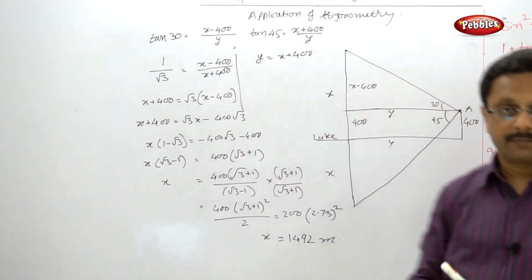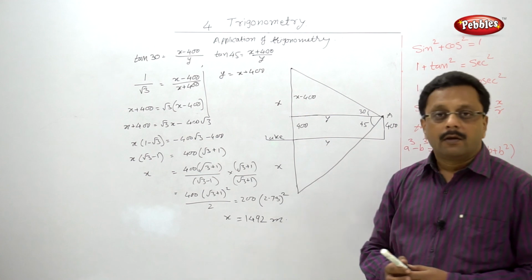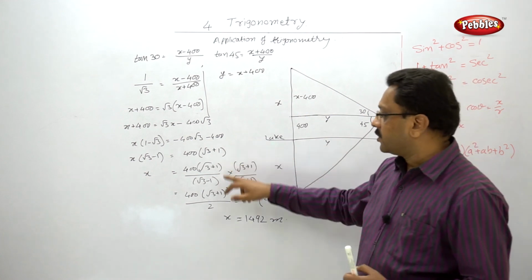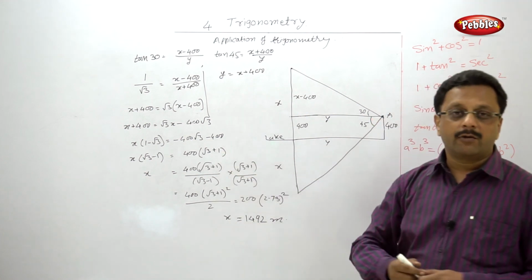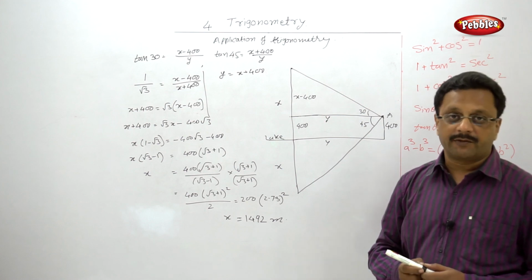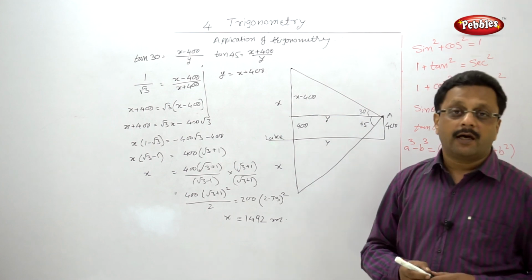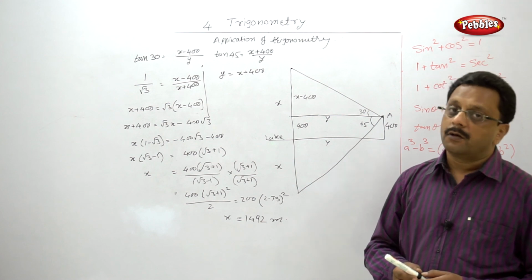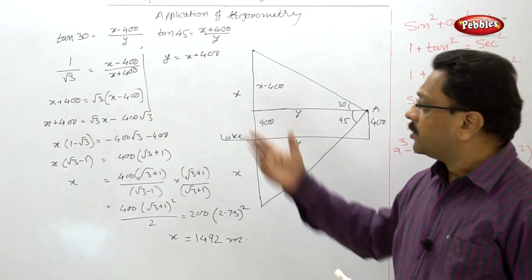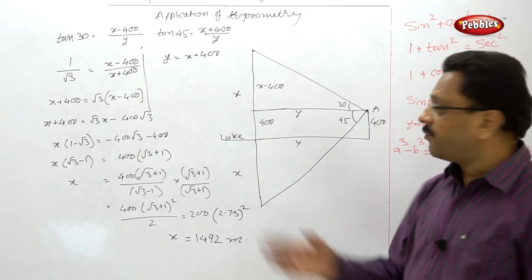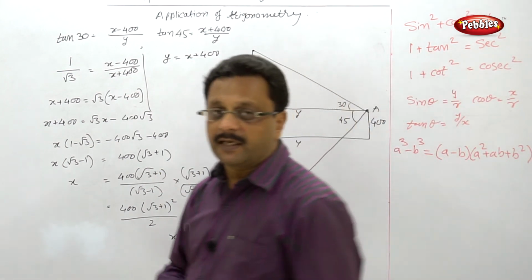Very simple. Don't get confused when you get this kind of calculation. Don't try to initially substitute the value of 1.73. First simplify it, and after that substitute the value of root 3. So this is very easy, as I told you. Once the figure is perfect, you can never miss the example.